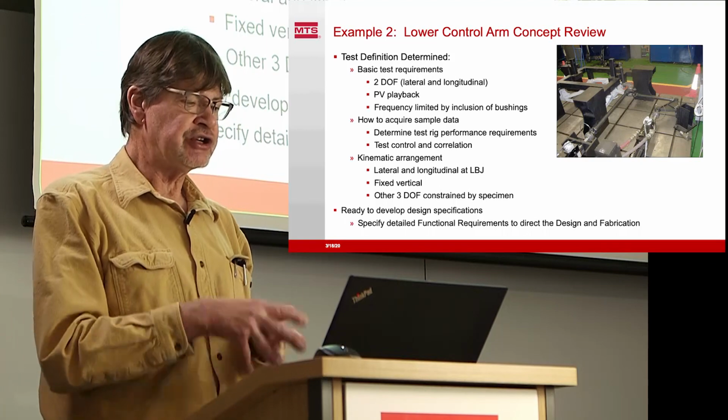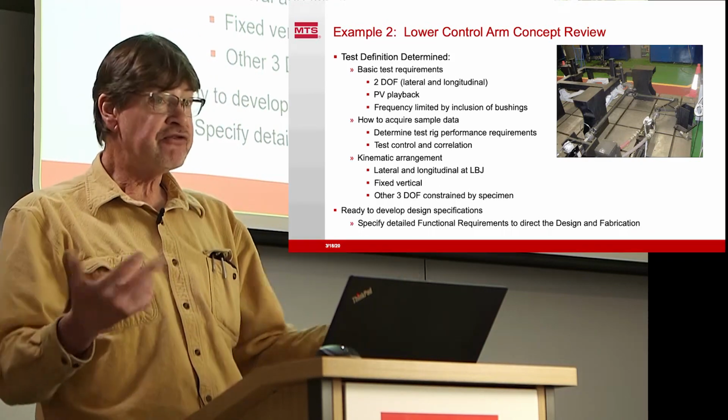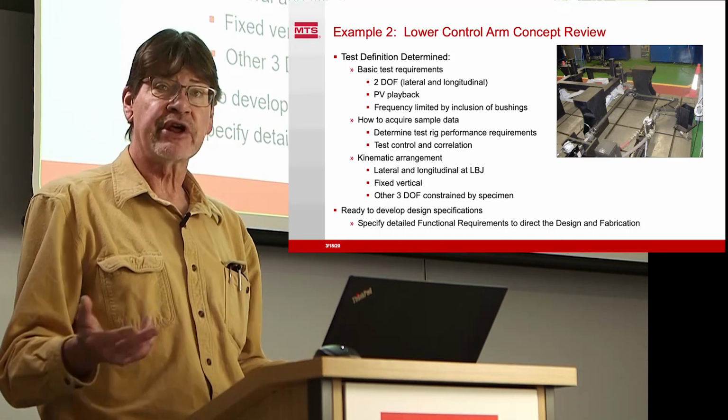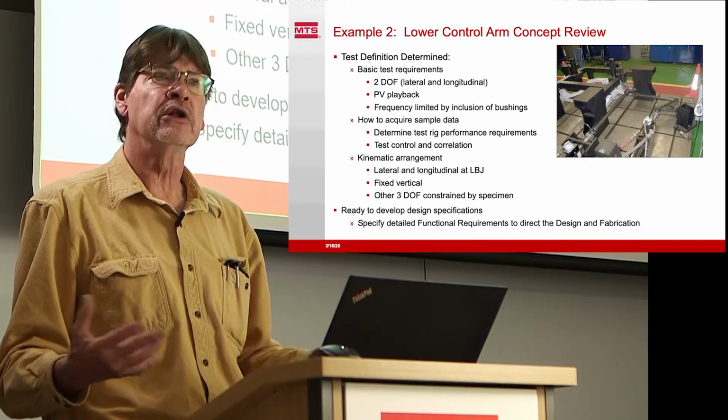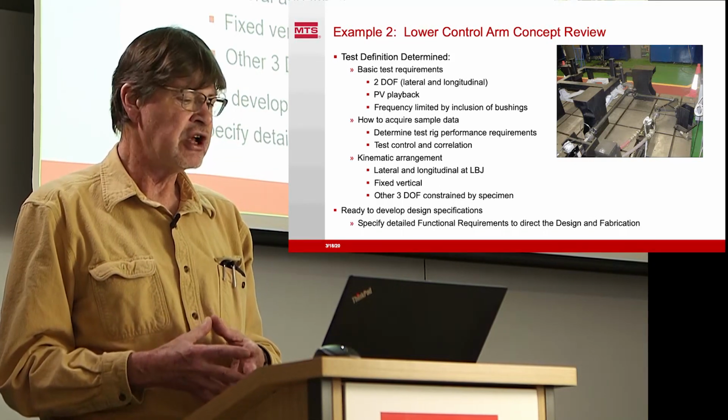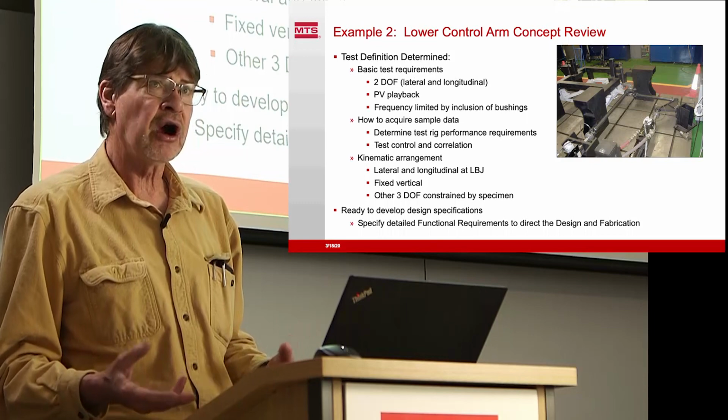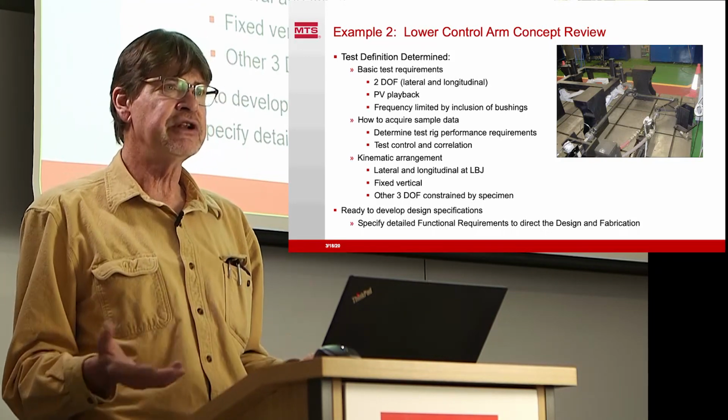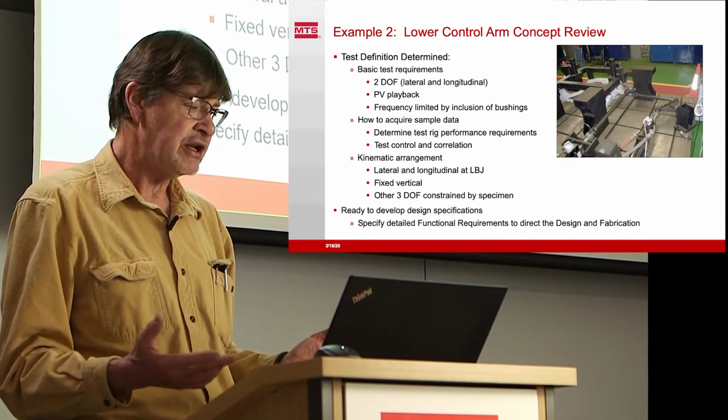Well, we've got to determine the test rig requirements. How much force do we need, for example? We've got to measure that. And then when we control it, how do we know what loads are representative of real service? We can do that by instrumenting the control arm, instrument the ball joint. There's many different options we can use to acquire that data.